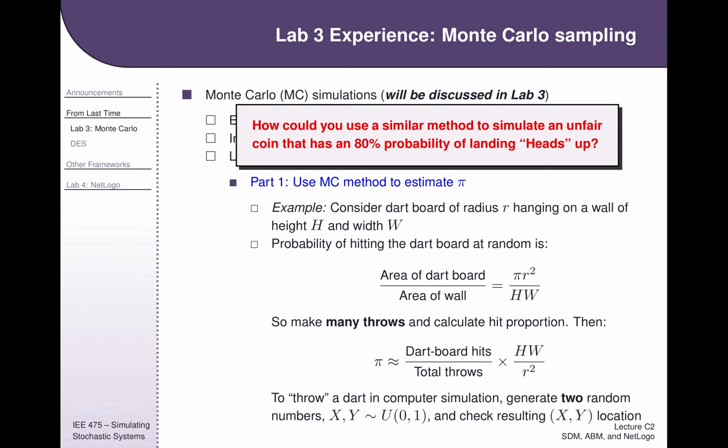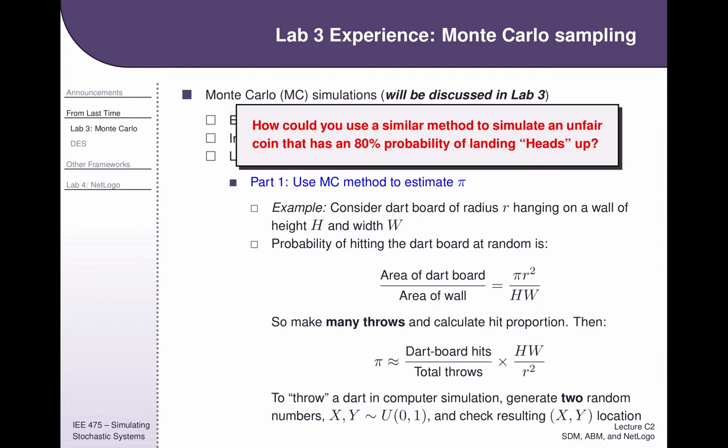So you might think about how you could possibly do this in a similar way if you wanted to simulate, say, an unfair coin that has an 80% probability of landing heads up. If you think about that for a second, you should be able to do something similar here, but you don't really care about pi being involved. So imagine you take that wall and you paint it so that 80% of the wall is black.